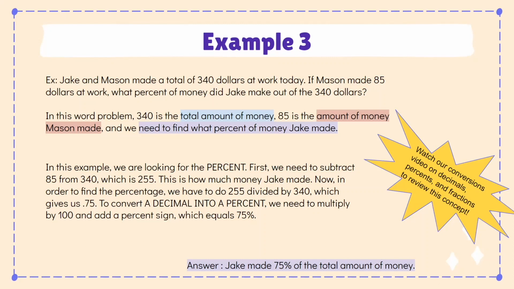First, we need to subtract 85 from 340, which is 255. This is how much money Jake made. Now, in order to find the percentage, we have to do 255 divided by 340, which gives us 0.75. To convert a decimal into a percent, we need to multiply by 100 and add a percent sign, which equals 75%. So the answer to this problem is Jake made 75% of the total amount of money.